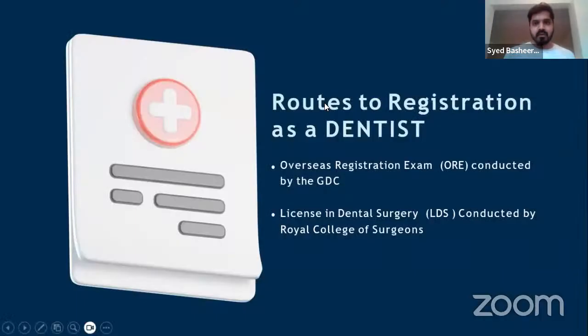So today's topic is about the routes of registration in the UK as a dentist. So if I can just start sharing my slides, can I? Yes, Bashir, go ahead. Am I audible, Sadia? Yes, you are. Are my slides visible? Yes, we can see your slides.